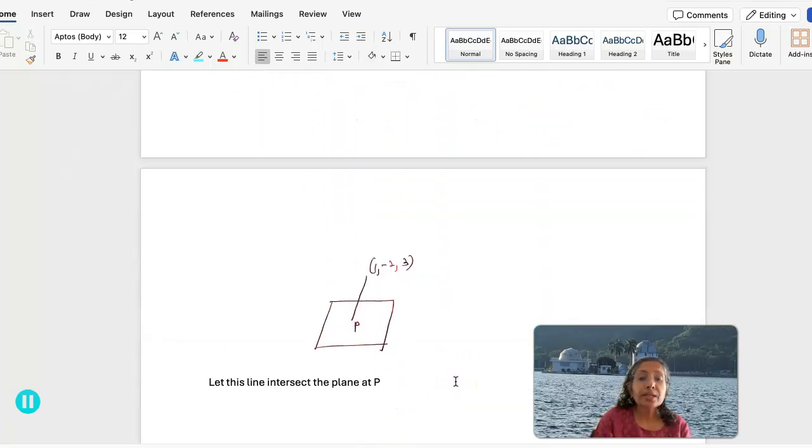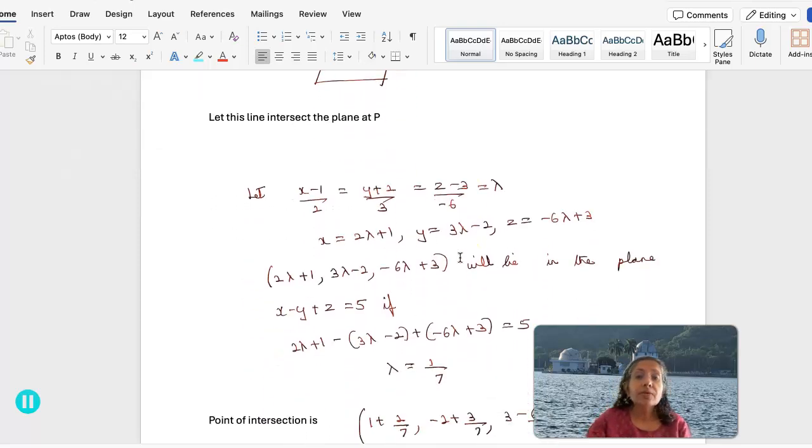Now we have to find the distance of (1, -2, 3) from this plane. Let this line intersect the plane at P. So let (x - 1)/2 = (y + 2)/3 = (z - 3)/(-6) = lambda. This was the equation of the line which you got. Simplifying, you get x = 2 lambda + 1, y = 3 lambda - 2, z = -6 lambda + 3.